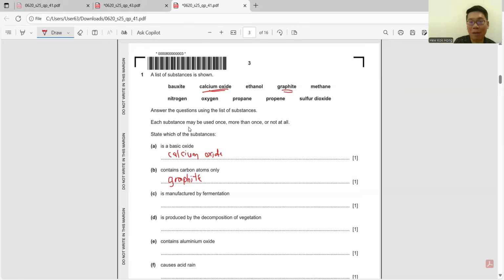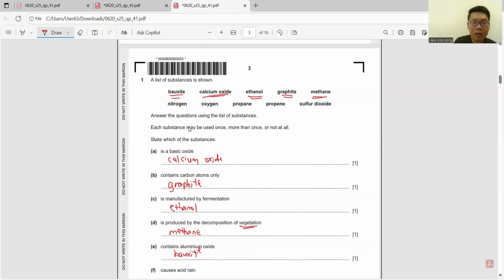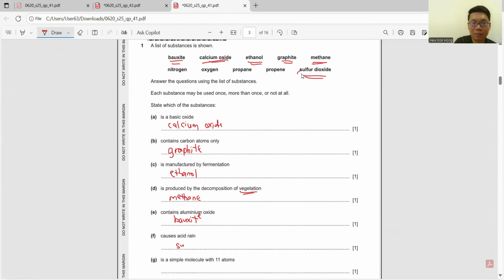Other than graphite, we also have diamond, but here we don't have the option of diamond. C is manufactured by fermentation, so we know it's ethanol. D is produced by decomposition of vegetation, so we know methane gas can be produced by this method. E contains aluminium oxide. This is the ore of aluminium, bauxite. Causes acid rain, sulfur dioxide.